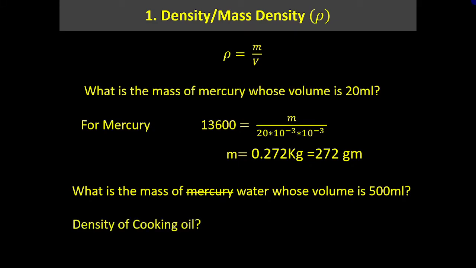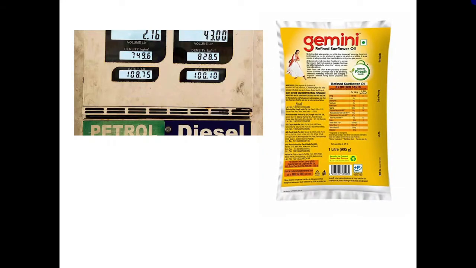Now similarly, try to find out the density of cooking oil. On the cooking oil, its volume is written and its mass is also written. We can find out the density of the cooking oil. Then we can compare this density of cooking oil with the density of water, whether the density of oil is less than water or more than water. Likewise, we can see the density of petrol and diesel at a petrol or diesel station.